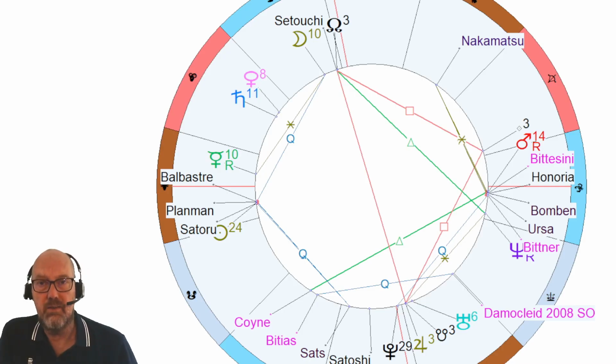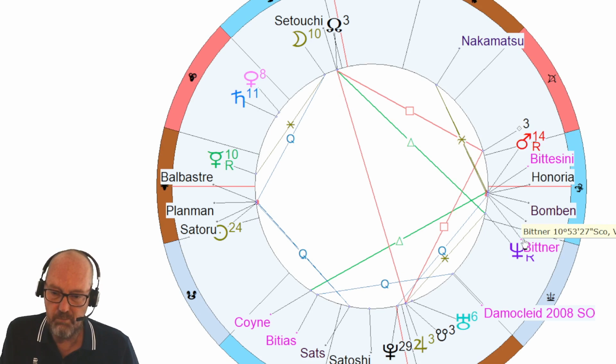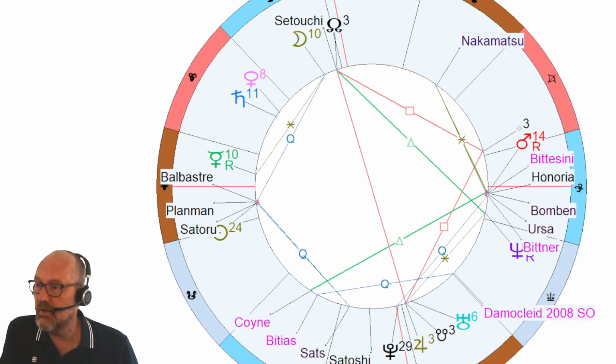You're looking at the discovery chart for Bittesini, which is right here. And funny enough, we find Bittner conjunct Bittesini, but this chart really is about this one here, this piece of rock that was discovered on the 8th of June in 1969. And on the day it was discovered, it was conjunct its fellow Bitcoin asteroid Bittner, but more importantly, it was also conjunct Bomben, which means bomb, explosion, and Mars, which is of course the aggressive one.